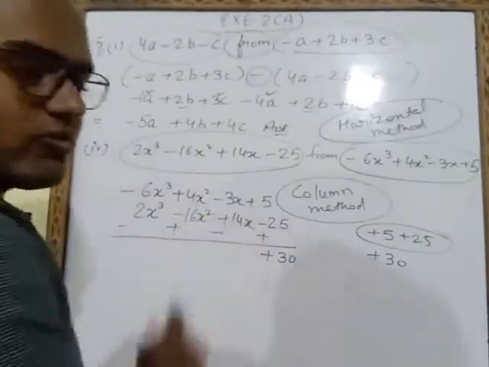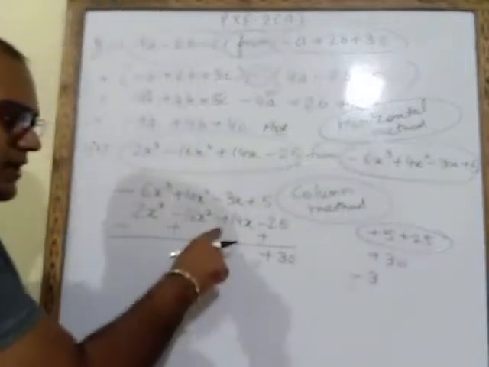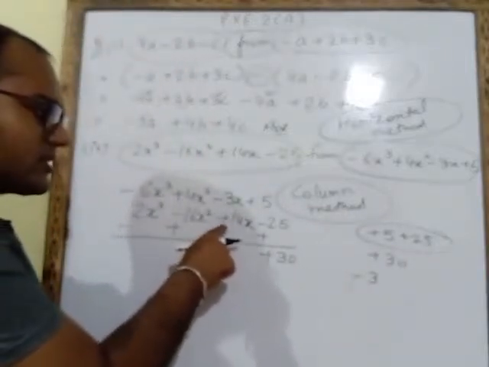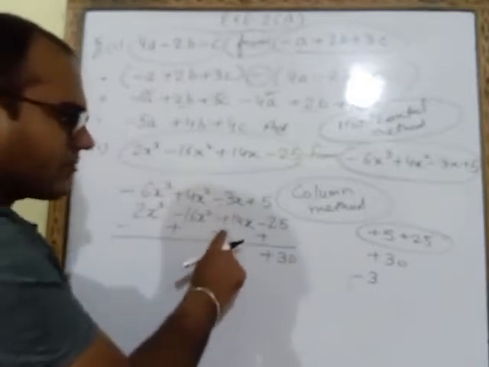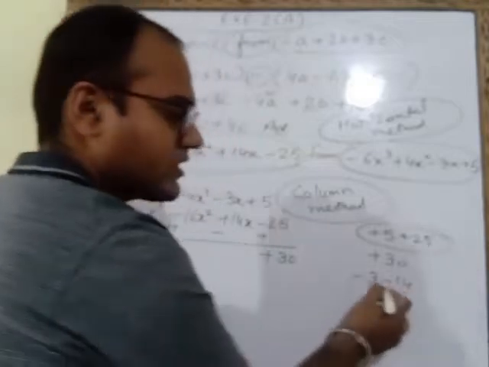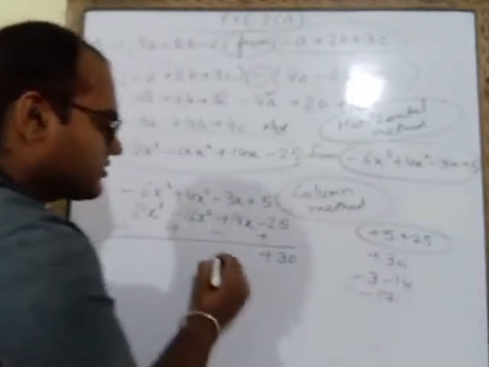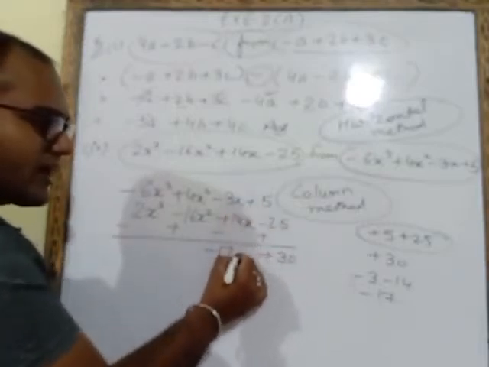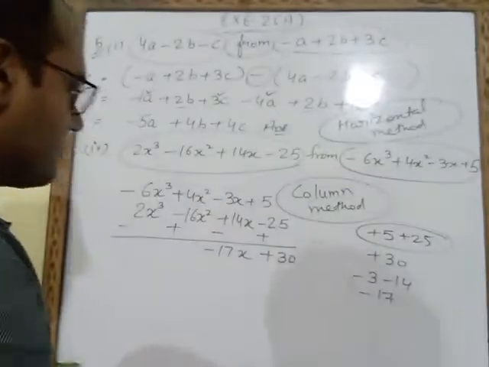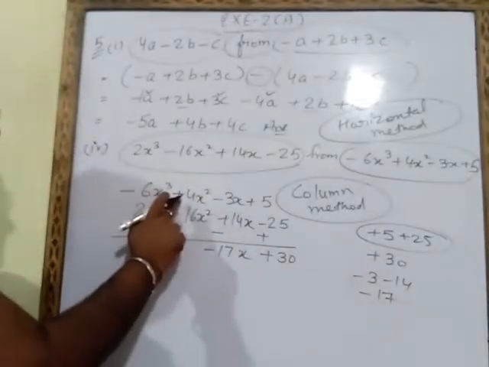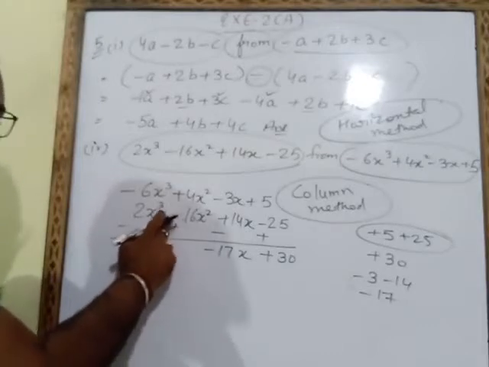In the same way we will do here also. This is minus 3x and this is plus 14x, but this plus sign of 14 we had changed into minus. So minus 3 and minus 14, on solving these two we will get minus 17. So here we will write minus 17 and the alphabet is x. So minus 17x. Now we will come to these terms. This is plus 4 and this is plus 16. Minus we had changed to plus.